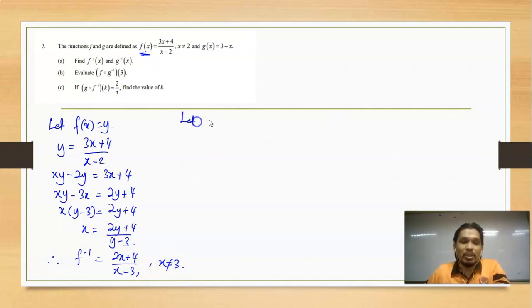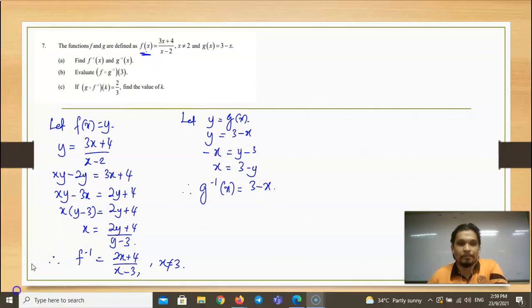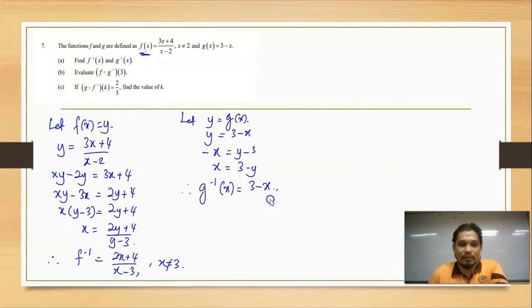And then also let y equal to g(x) for the function g. So then y equal to 3 minus x. Then bring this 3 to the side, become negative. So y minus 3 and x equal to 3 minus y. So then g inverse of x equal to 3 minus x. So this is the inverse of the function g.